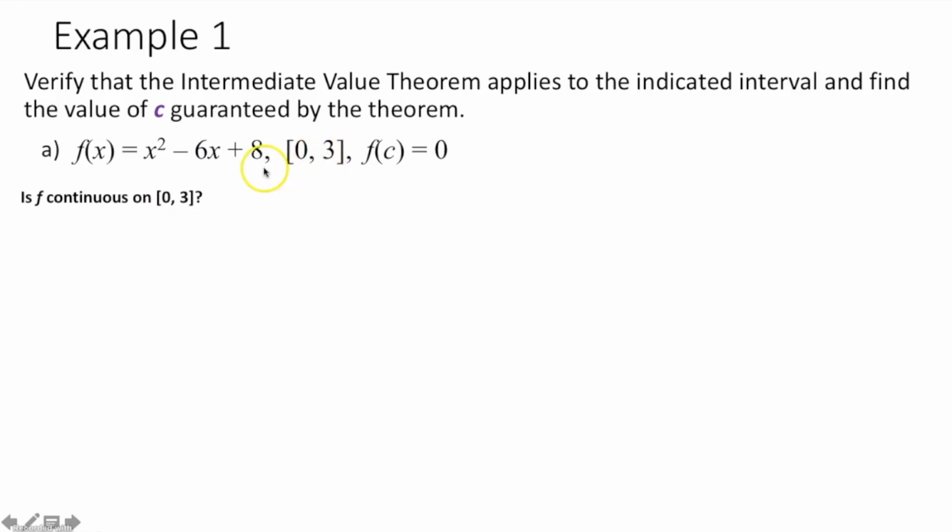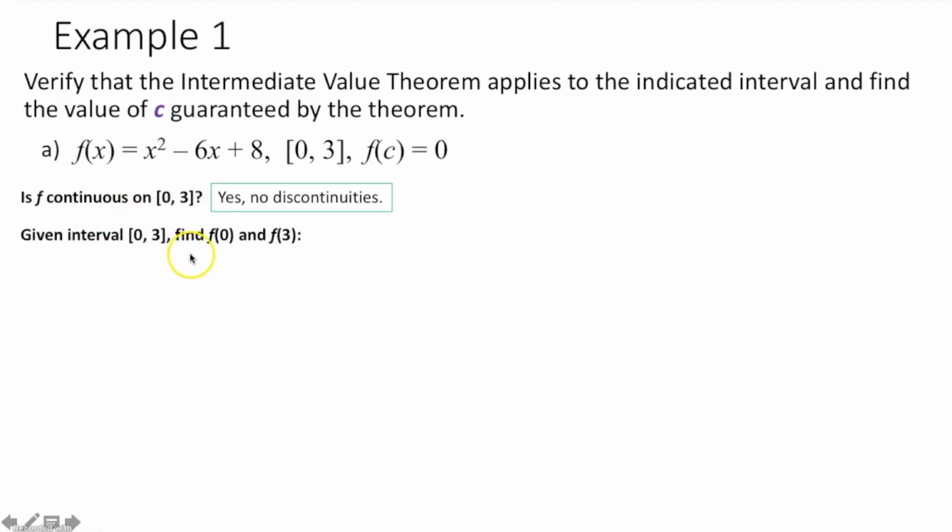In order to figure that out, you just look at the function and you say, are there any asymptotes or holes for this particular function? No, there's not. This is a parabola, so we can say, yes, the function is continuous on the closed interval 0 to 3. Given the interval 0 to 3, we want to find the two y values of our endpoints, f of 0 and f of 3.